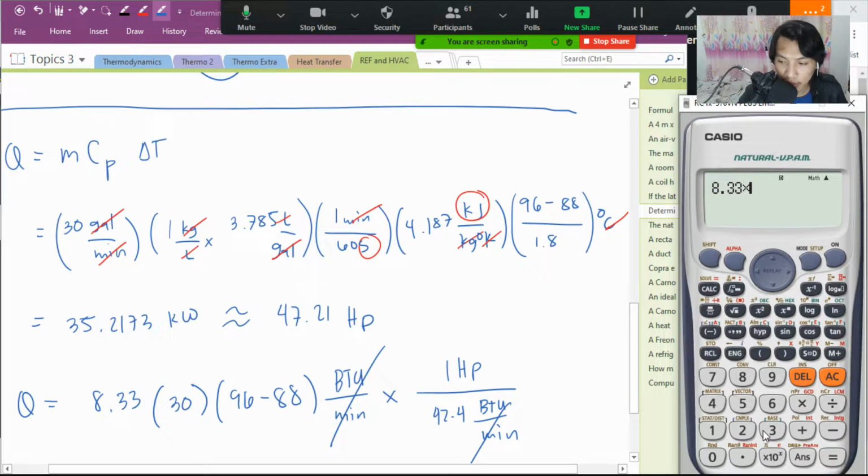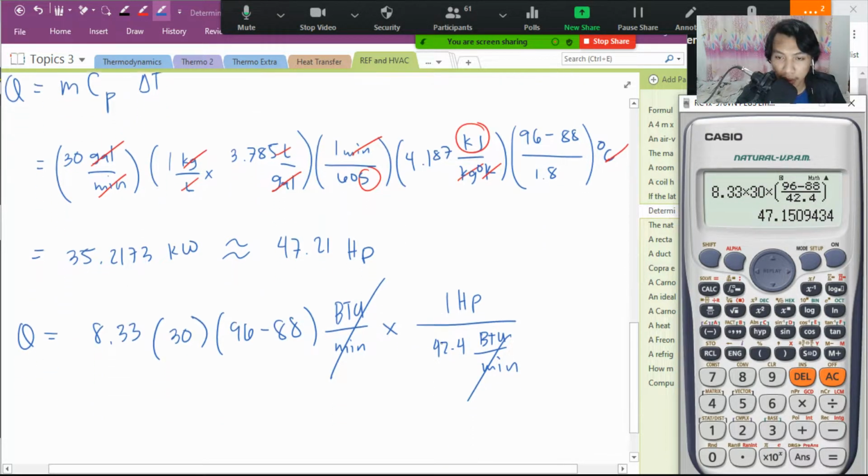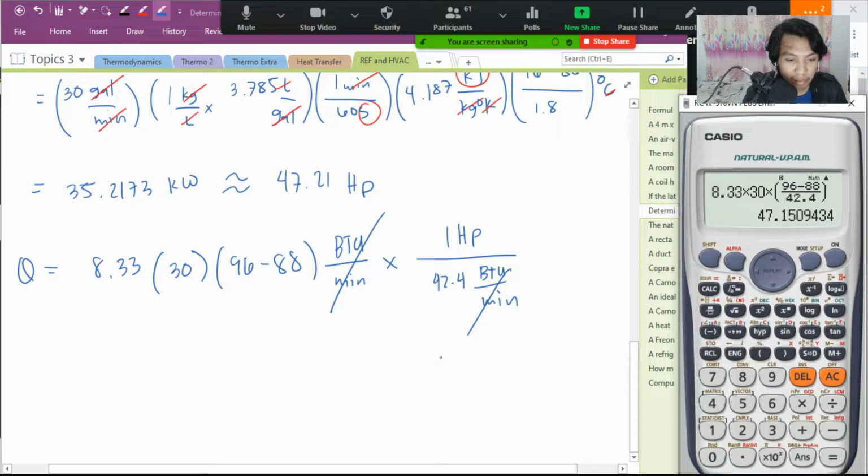8.33 times 30 times 96 minus 88 divided by 42.4. Uy, may mali ako dito. Okay. The answer will be 47. Diba? Napakadali lang. Diba?